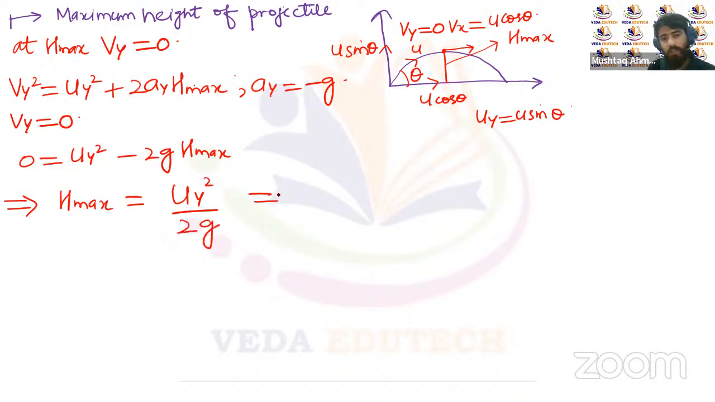Or we can rewrite it, substituting the value of Uy as u sin theta, as u square sin square theta over 2g. So the maximum height attained by this projectile is equal to u square sin square theta over 2g. Once again, this maximum height depends upon two factors. One is the initial speed with which the projectile has been projected, and the other is theta, the angle with the horizontal.